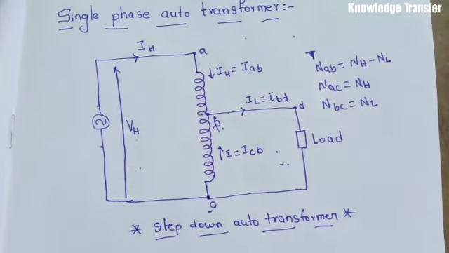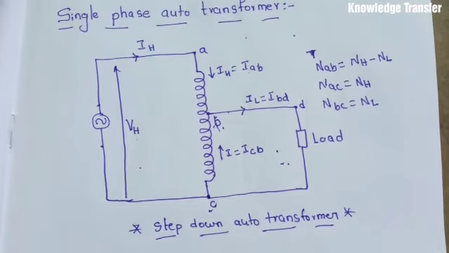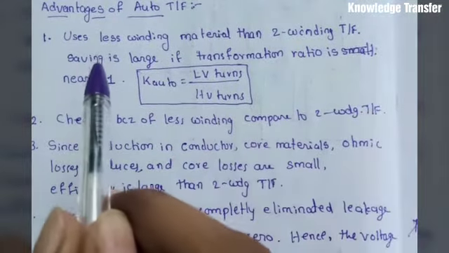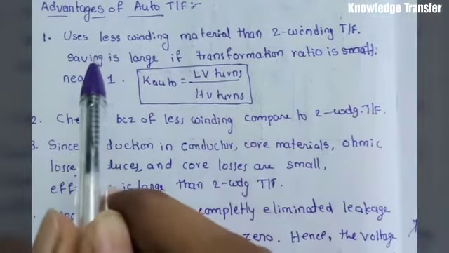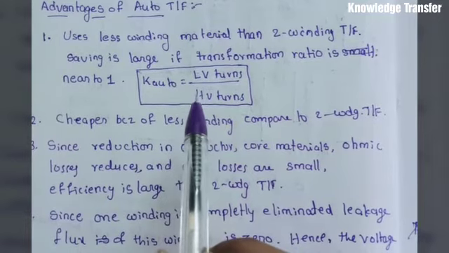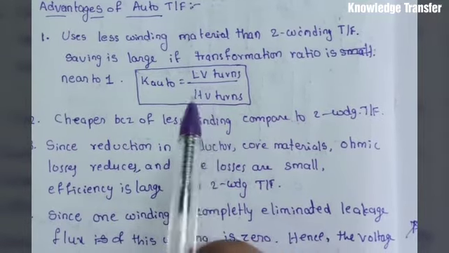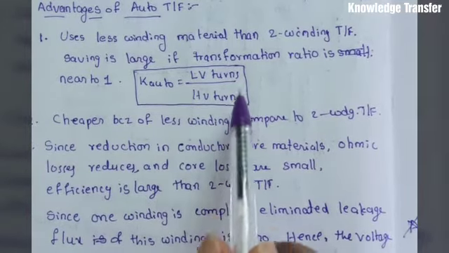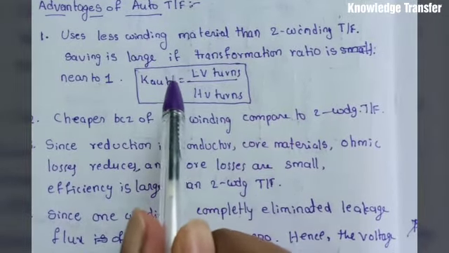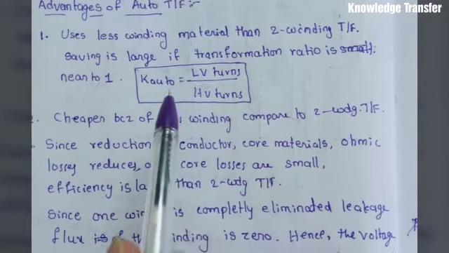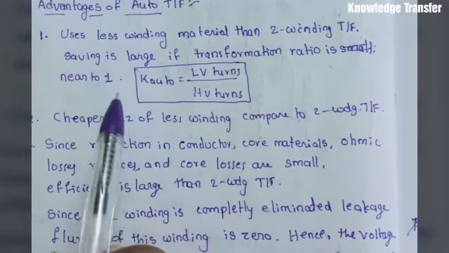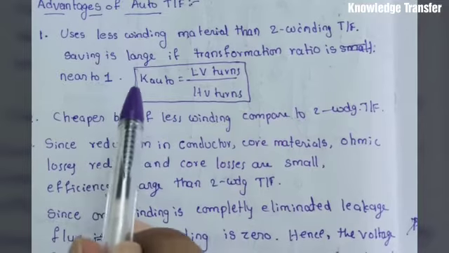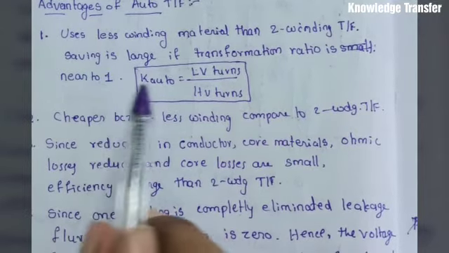Now we see advantages and disadvantages of auto transformer. Now we look into advantages of auto transformer. As auto transformer uses less winding material than two winding transformer, saving is large if transformation ratio is near to 1. First, two winding transformer has two windings, but auto transformer has one winding. But there is a saving of copper in auto transformer when compared to two winding transformer. For the same volt ampere ratings, if you want to build an auto transformer instead of two winding transformer, the auto transformer is most economical when the transformation ratio is near to 1.